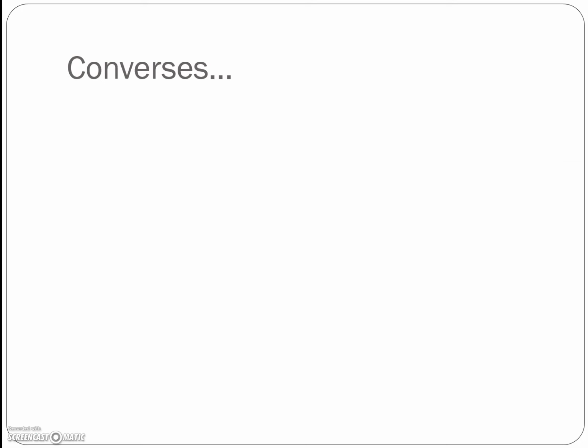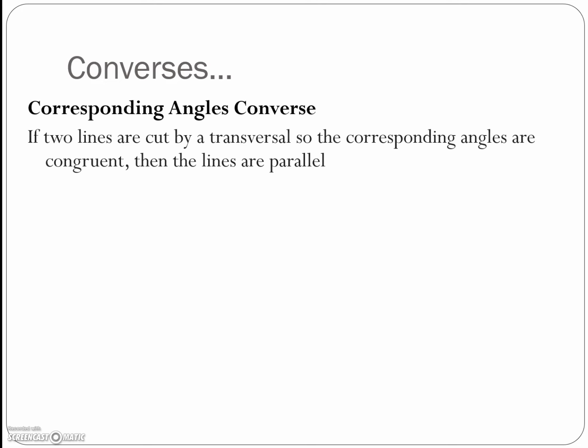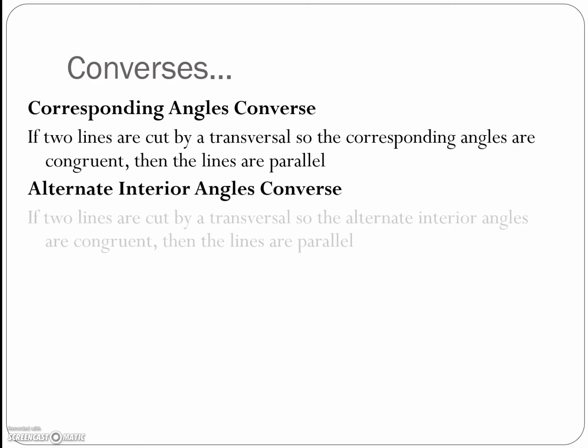So here are our converses. The first one is the corresponding angles converse. The original one said that if two parallel lines are cut by a transversal, then the corresponding angles are congruent. This now is the converse of that. It states if two lines are cut by a transversal so the corresponding angles are congruent, then the lines are parallel. So we have to show that the corresponding angles are congruent, and then you can show that the lines are parallel.